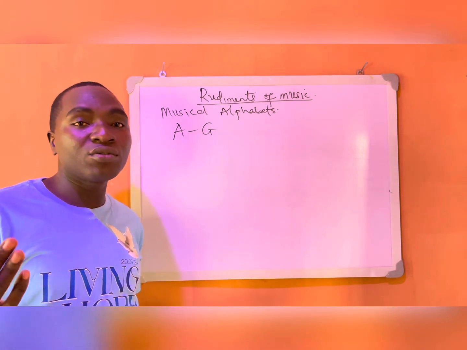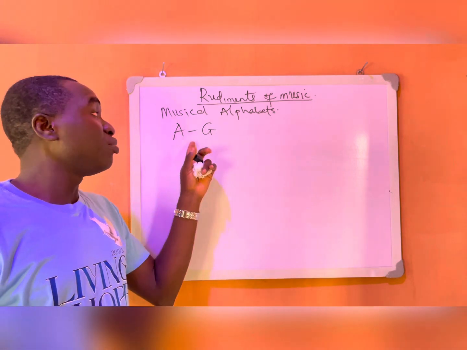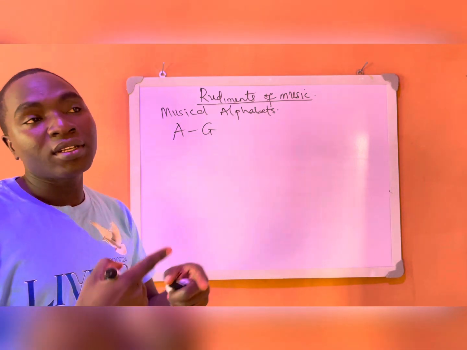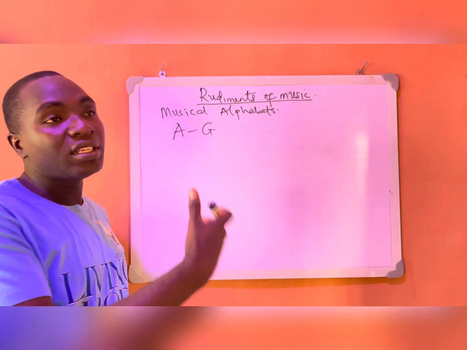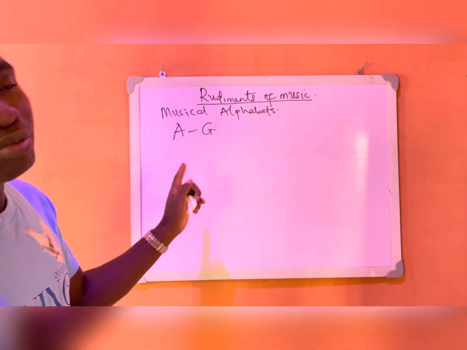So in music, it revolves around those 7 alphabets. In the English language, when you read A to Z, you start all over from A again. In music, once you get to G, you start from A again. So you can read A, B, C, D, E, F, G, A, B, C, D, just like that. So these are the 7 alphabets we use in music.